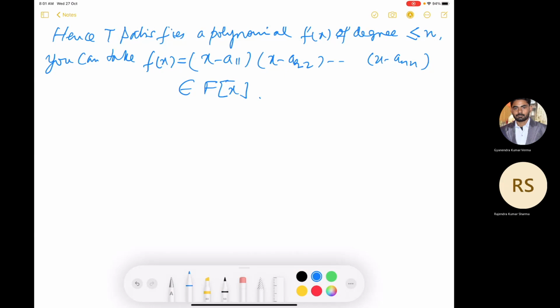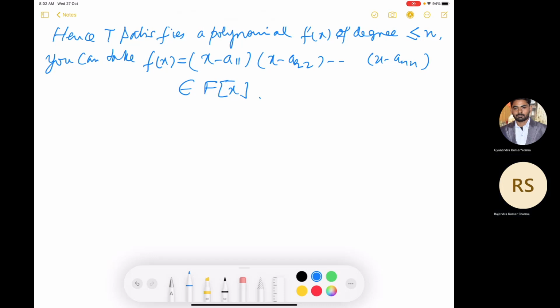All right. So let me recall what we proved yesterday. Was there a result that if V is a finite dimensional vector space, say of dimension n over a field F, and if T is a linear transformation on V, having all of its characteristic roots in F, in that case, T is triangular.